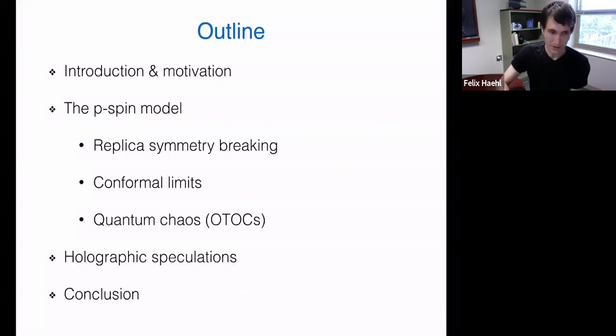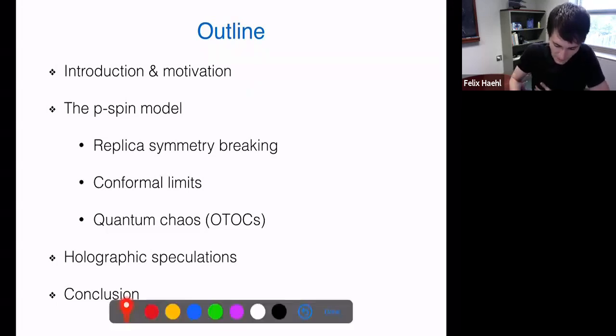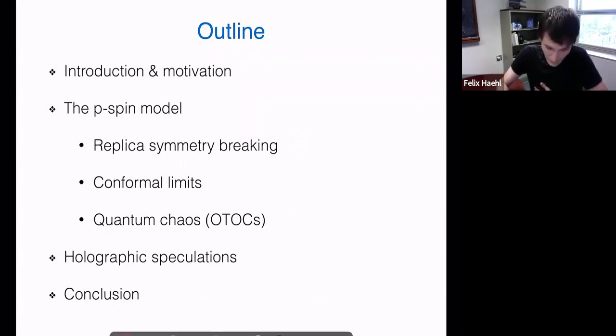Given the audience, my introduction will be a bit from the point of view of what happened in the hep-th community in the last few years, in particular from the point of view of the SYK model. And I'll talk a bit about the connection with gravity. And then I will introduce this p-spin model and various features of it and various signatures that might be reminiscent of gravity. And in the end, I'll speculate a bit more about connections with holography.